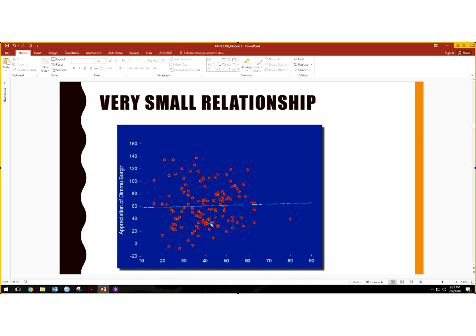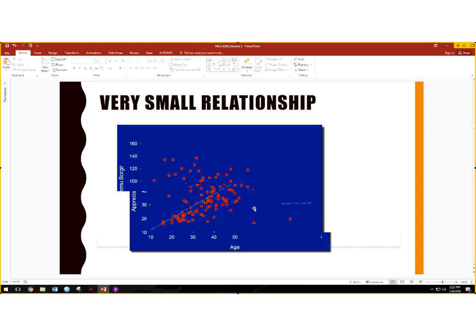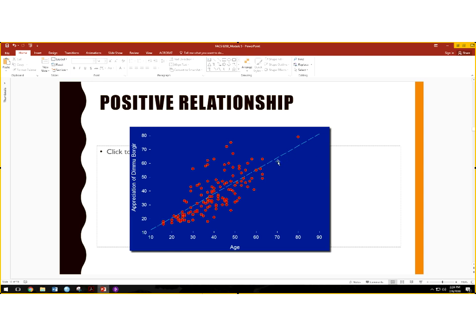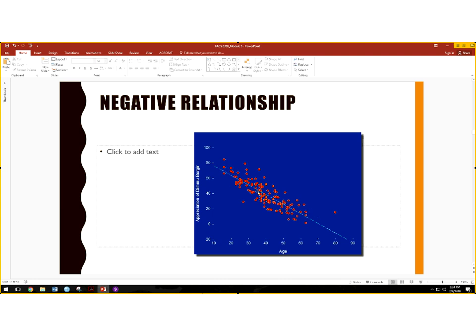So a very small relationship is shown here because that line is not very strong. A positive relationship is shown here, and it's a very strong relationship, or at least moderately strong, because of the linear trend of that line, how steep the line is. And then this is a negative, or inverse, relationship because as one increases, the other decreases.